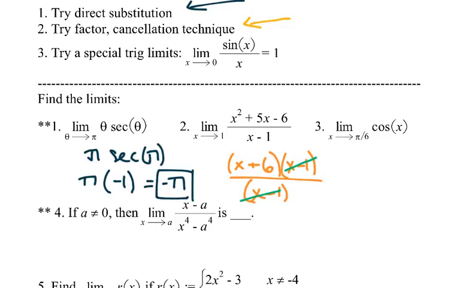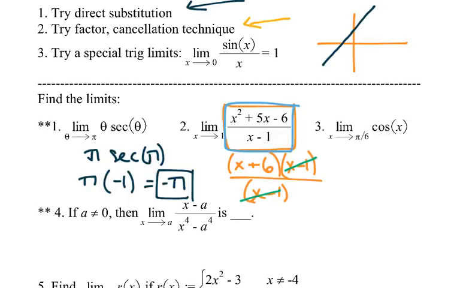So essentially what's happening is this function right here looks exactly the same as x plus 6. It's just that there's a hole at 1. So if we wanted to look at the graph of this, we might see something like this, and in x squared plus 5x minus 6 over x minus 1, there would be a hole at x equals 1. And so as we approach from the left and as we approach from the right, we're going to be approaching this value right here.